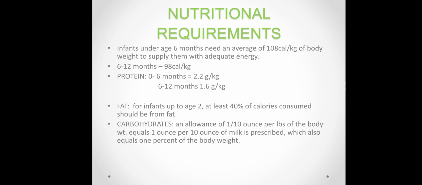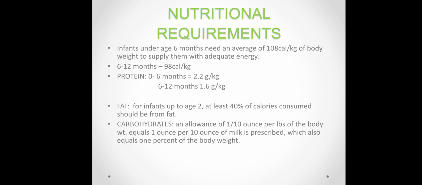Okay. So what are the nutritional requirements for an infant? Infants under age 6 months need an average of 108 calories per kilogram of body weight to supply them with adequate energy. For example, if the baby weighs 2.9 kilograms, the calories needed per day is about 313 calories. This is important to supply them with adequate energy.